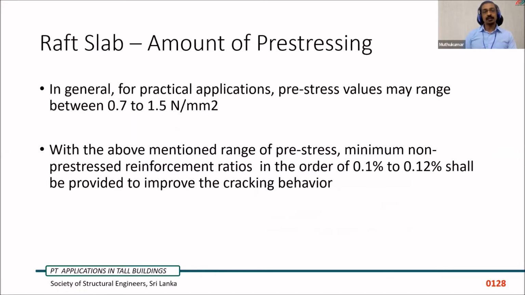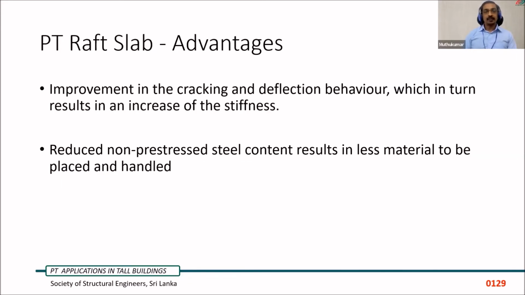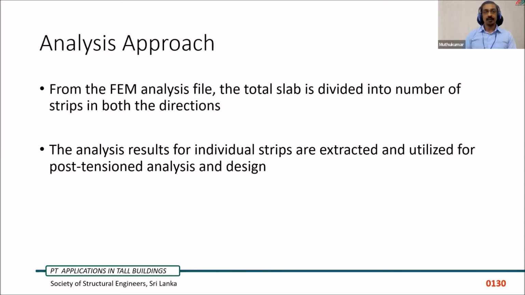For practical purposes, the PoA is limited to 0.7 to 1.5 because of a lot of restraints which are expected, and reinforcement will be in the range of 0.1 to 0.12% to improve cracking behavior. The advantage is that it improves the cracking and deflection behavior, and in turn increases the stiffness. The minimum amount of non-prestressed steel is used because of the replacement of the lower Fe grade with a higher tension steel.